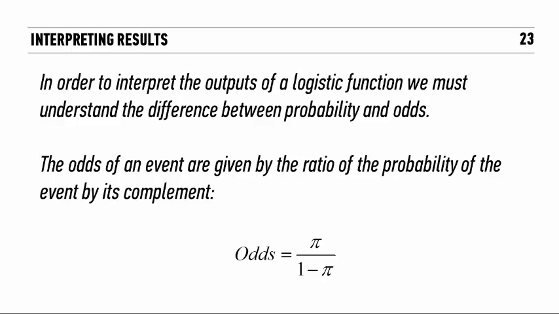So this is the formula here. It's the probability divided by 1 minus the probability. If the probability is 10%, the odds would be 1 to 9, or 9 to 1, depending on what you're talking about.